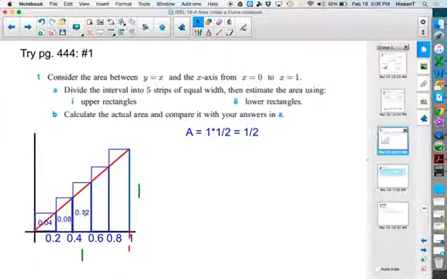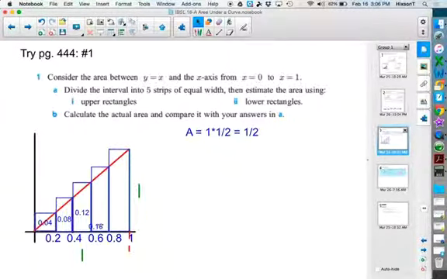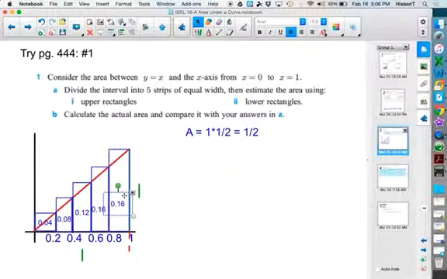Okay. How about the next one? 0.16. And finally, 0.2 times 1 would be 0.2. Okay? So now we can add all of those up.